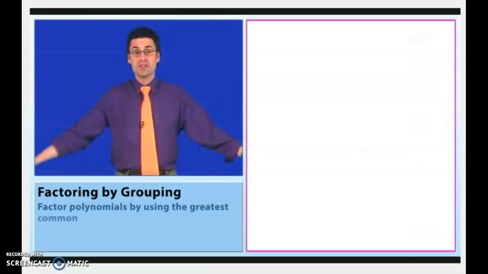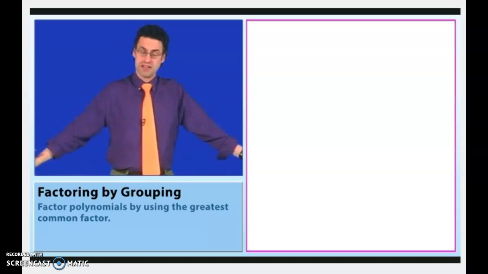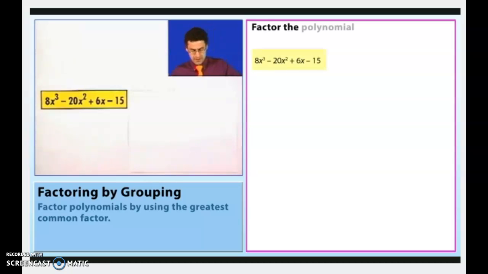Let's try to factor using some other techniques. And why would you possibly want to use another technique? Well, let's take a look. Here's a really complicated polynomial. 8x cubed minus 20x squared plus 6x minus 15. Well, let's try to factor it using the old-fashioned things that we've developed so far.